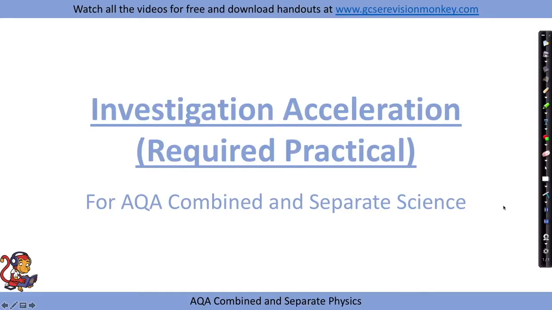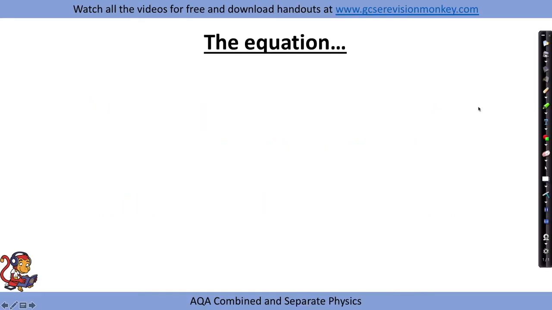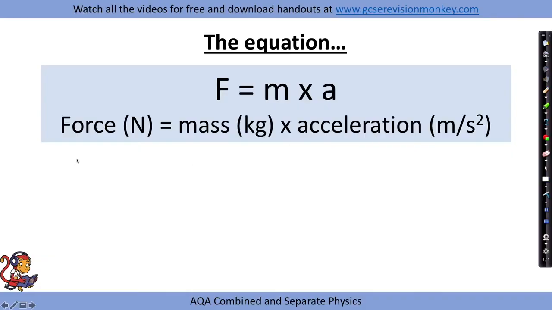Investigating acceleration required practical. So for this practical, we're going to need the equation that links force, mass and acceleration, and that's our F equals ma equation. Force in newtons equals mass in kilograms multiplied by acceleration in meters per second squared. So in essence, for this practical, if we're investigating acceleration, this is what we need to measure. This is going to be our dependent variable.